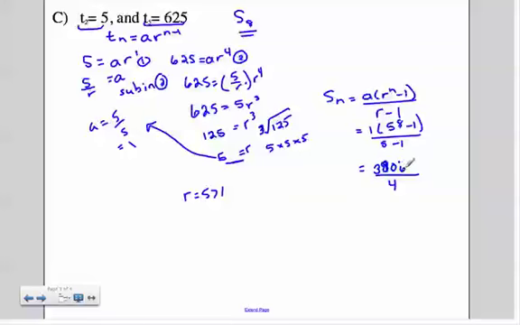390,625 minus 1. You can type this in one step. Just be careful that your calculator doesn't do 5 to the exponent 7. It has to do 5 to the exponent 8 first, then subtract 1. Sometimes I prefer to see it all out, but you end up with 390,624 divided by 4, which gives me 97,656. That is what 8 terms of this geometric series would add to.